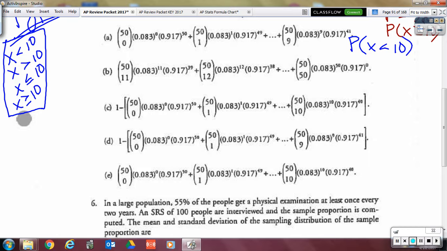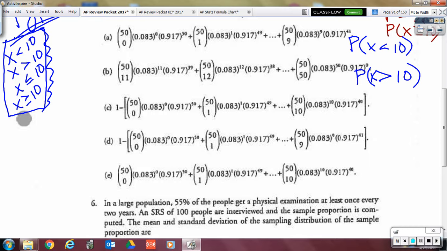Good. Okay, B. B is showing us the probability, so look at what it's showing us: 11 on up to 50. What is that showing us? Greater than 10. I want your answers to be all in terms of 10. So this one is showing x is greater than 10.